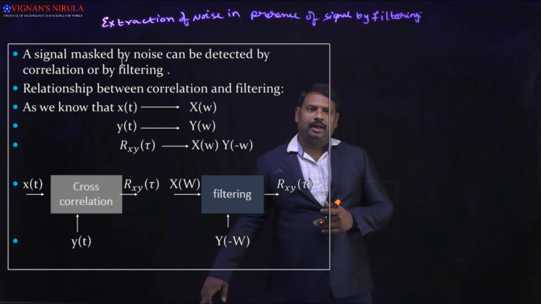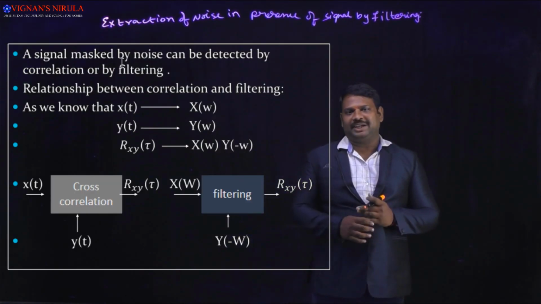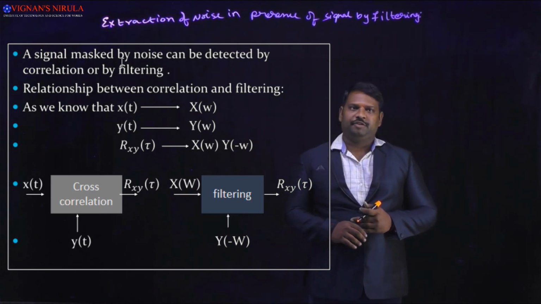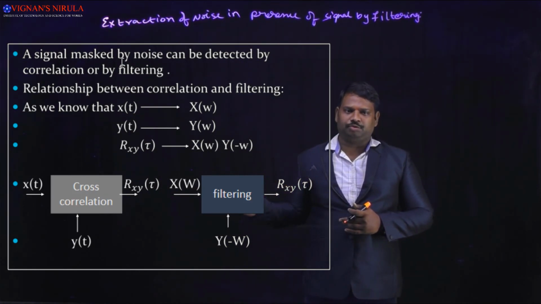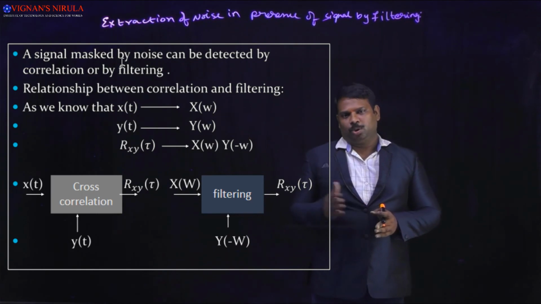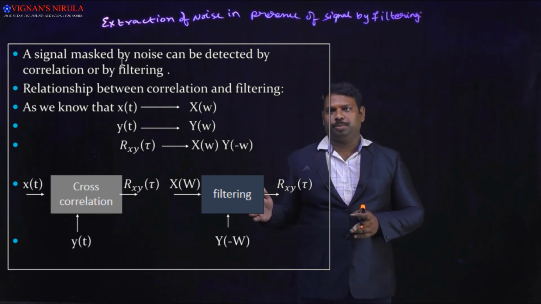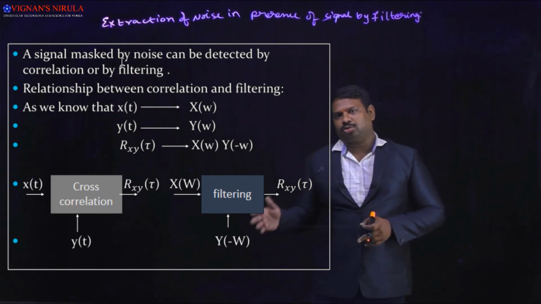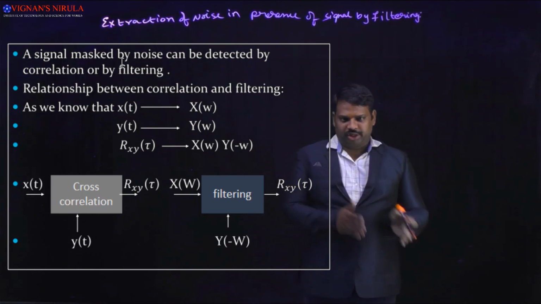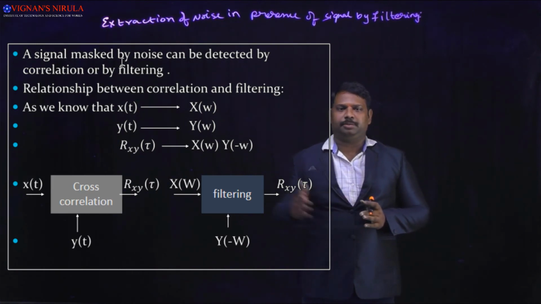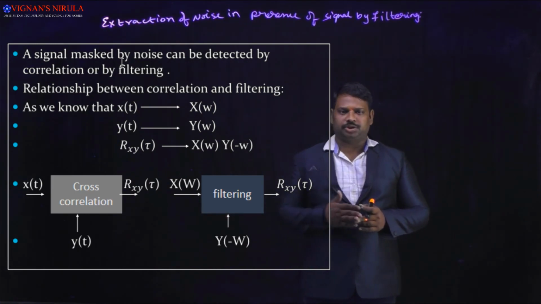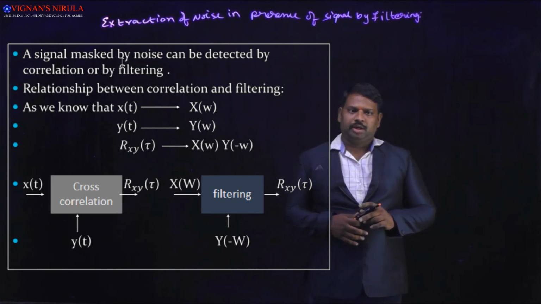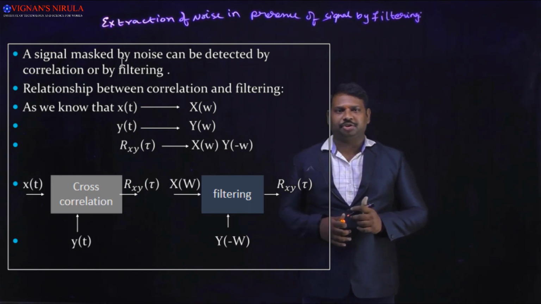Getting our X of omega as like this means it passes the frequency components of Y of minus omega. It passes the frequency components of X of omega at the places where omega is equal to 0, plus or minus omega naught, plus or minus 2 omega naught, plus or minus 3 omega naught and so on. Therefore, the output is the cross correlation function, which is equivalent to the filtering process. That is, extraction of the signal by using the filtering process in the presence of noise.